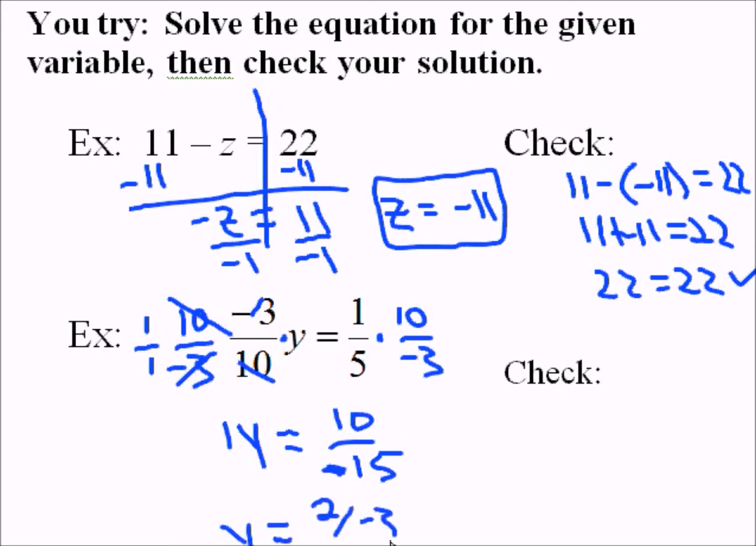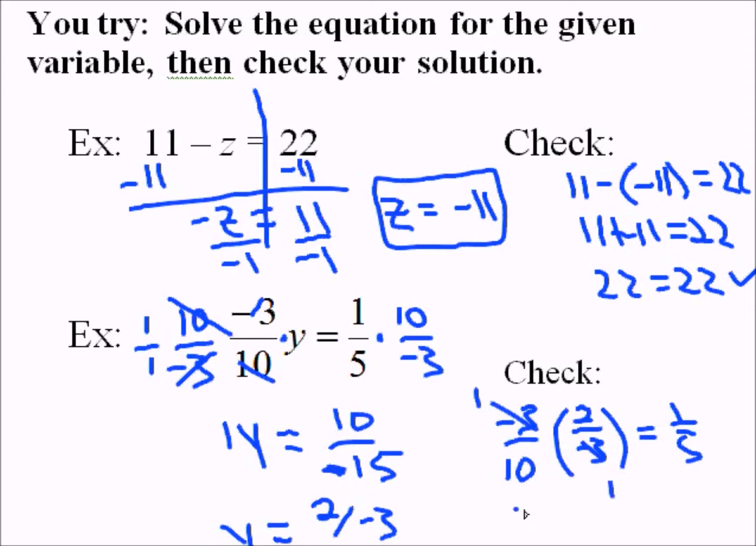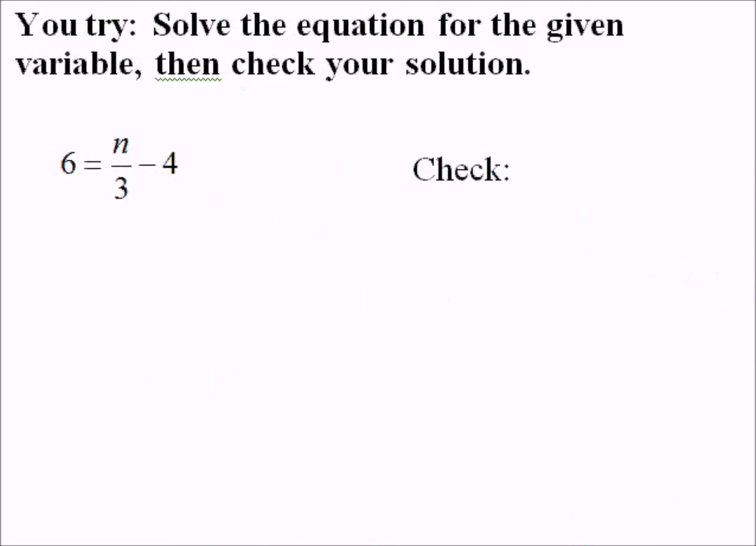Checking your solution, you get negative 3 over 10 times 2 over negative 3 should equal 1 over 5. Notice we can cross-reduce again, leaving us with 2 over 10 equal to 1/5, and 2 over 10 does reduce to 1/5, which means our solution checks out. We're on to a third example. Go ahead and press pause, work it out, and press play when you're ready to see the answer.